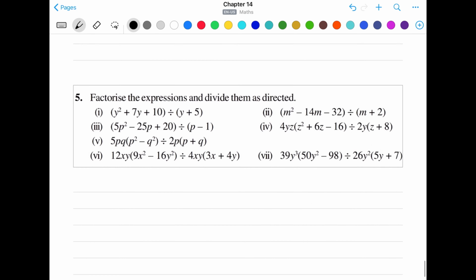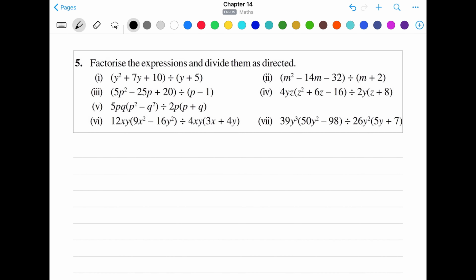Now moving to the next and the last question of this exercise, we have question number 5, which says factorize the expression and divide them as directed. Okay, so first we have to factorize them, then we have to divide them. Okay, so this is answer number 5.